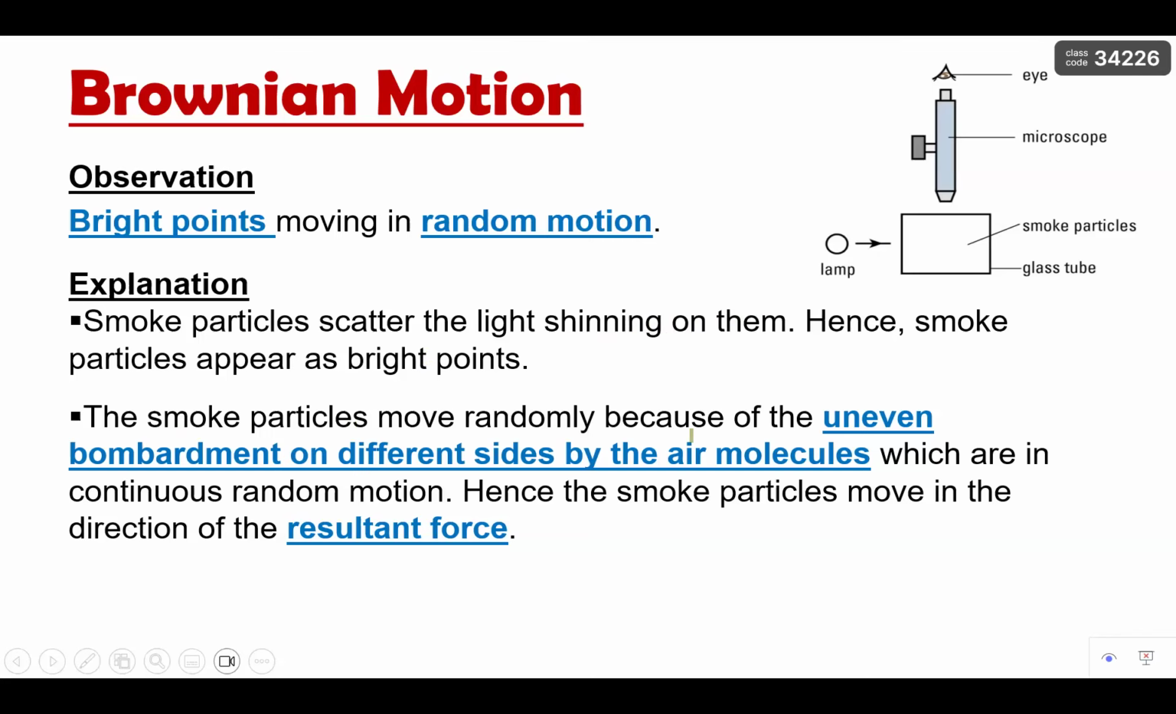And then the smoke particles move randomly, they are all moving around, because there is uneven bombardment or uneven collision on different sides by the air molecules. The air molecules are in continuous random motion, so they will continuously hit different sides of the smoke particles. Because of this uneven bombardment by the air molecules, the smoke particles also move in an irregular manner, which we call random motion. It will move in the direction of the resultant force. So maybe I have one smoke particle, it will be a drawing.